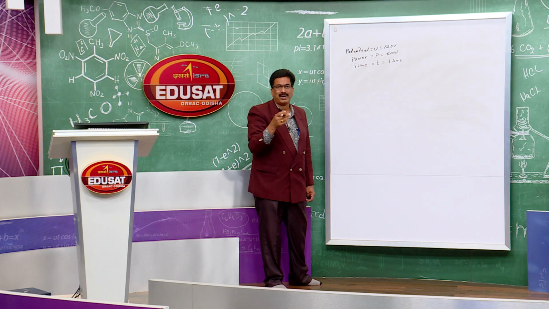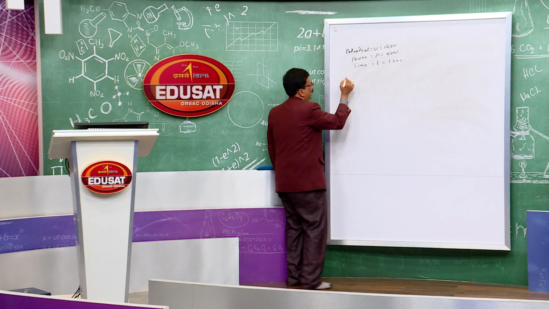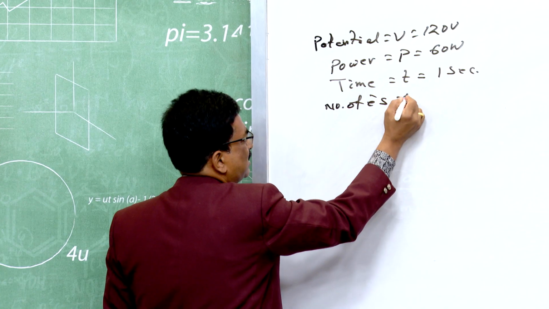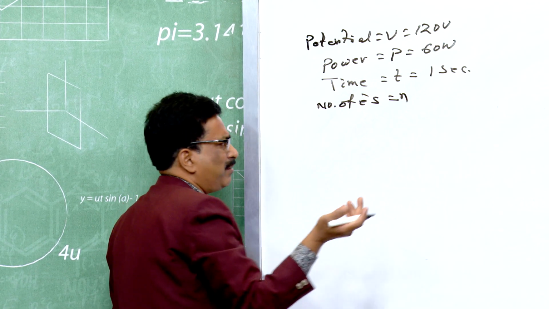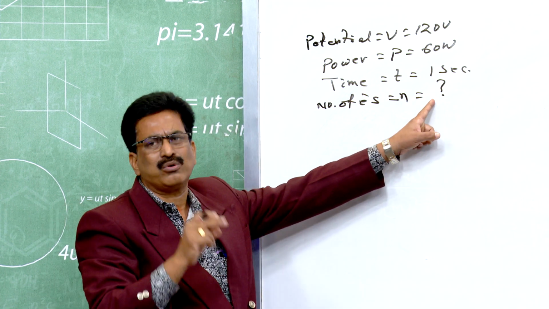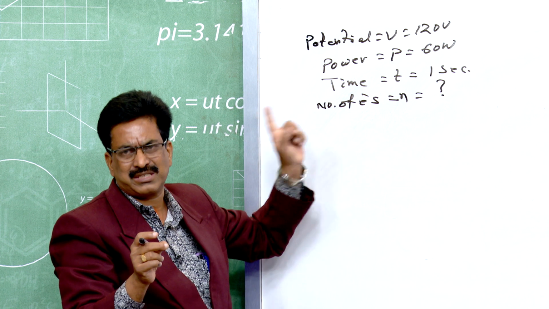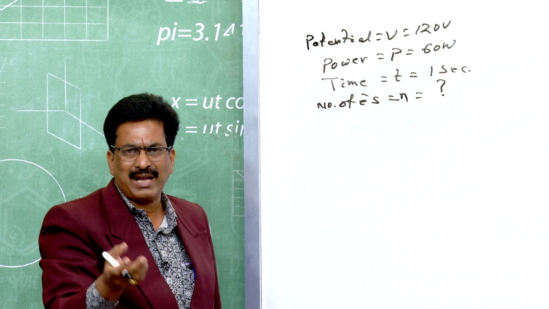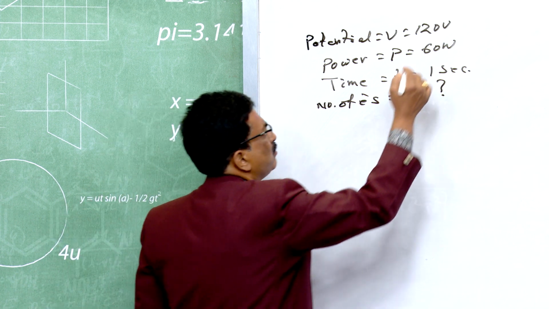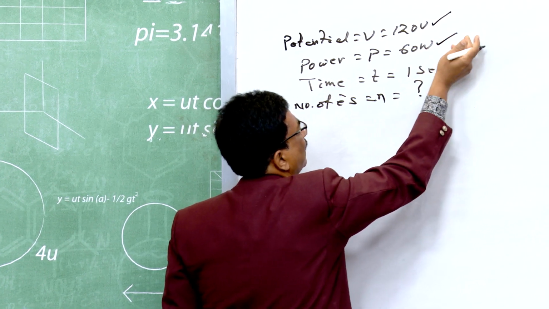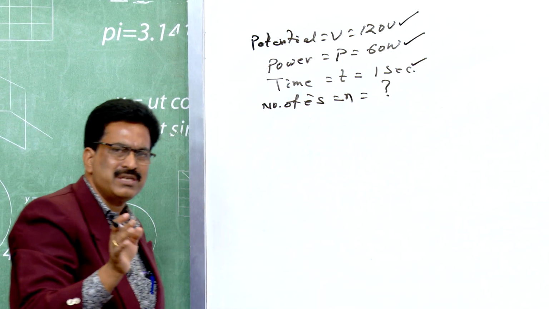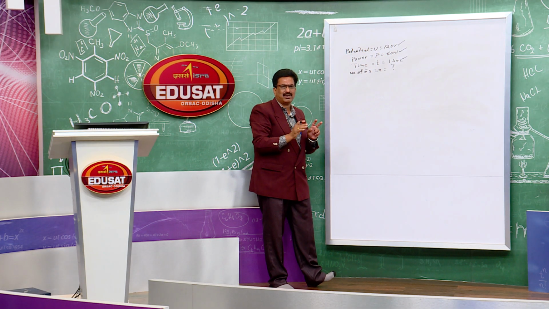The third step is what is asked: how many electrons. So the number of electrons is asked. That symbol is either small n or capital N, whatever symbol you take, and that we have to determine, equals question mark. So this is the third step. The fourth step is whether they are in the same unit or not, means all in MKS or CGS or not. You see volt is in MKS, watt is in MKS, second is the common one, therefore they all are in the same unit. So there is no need for conversion.